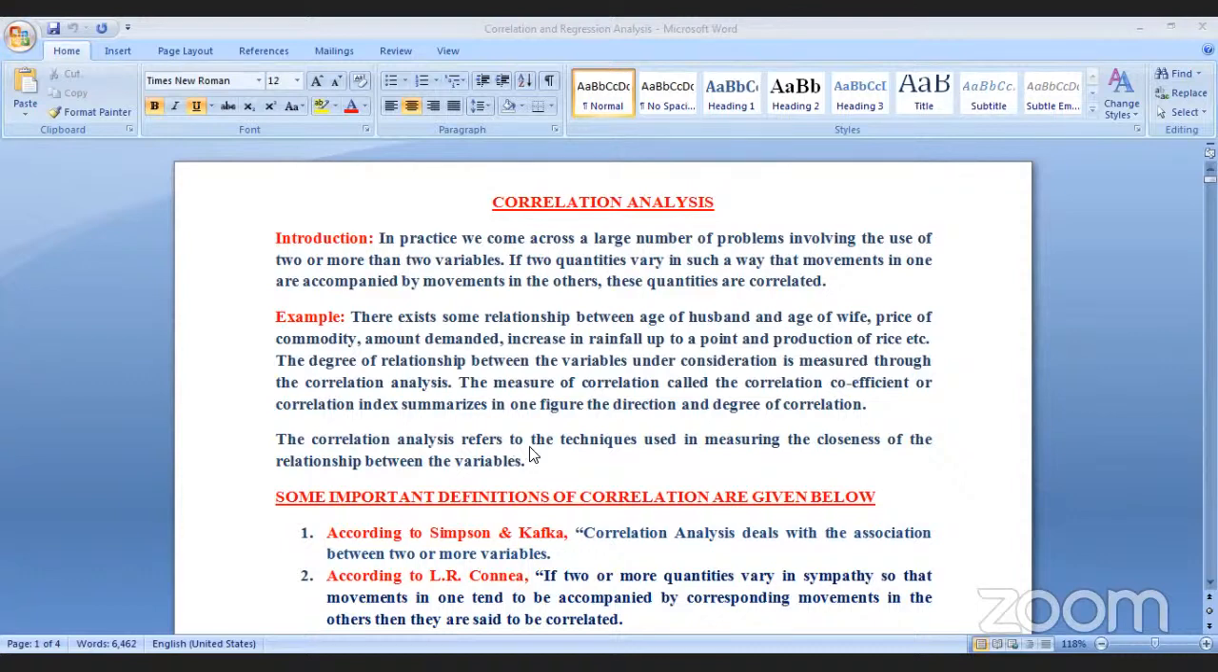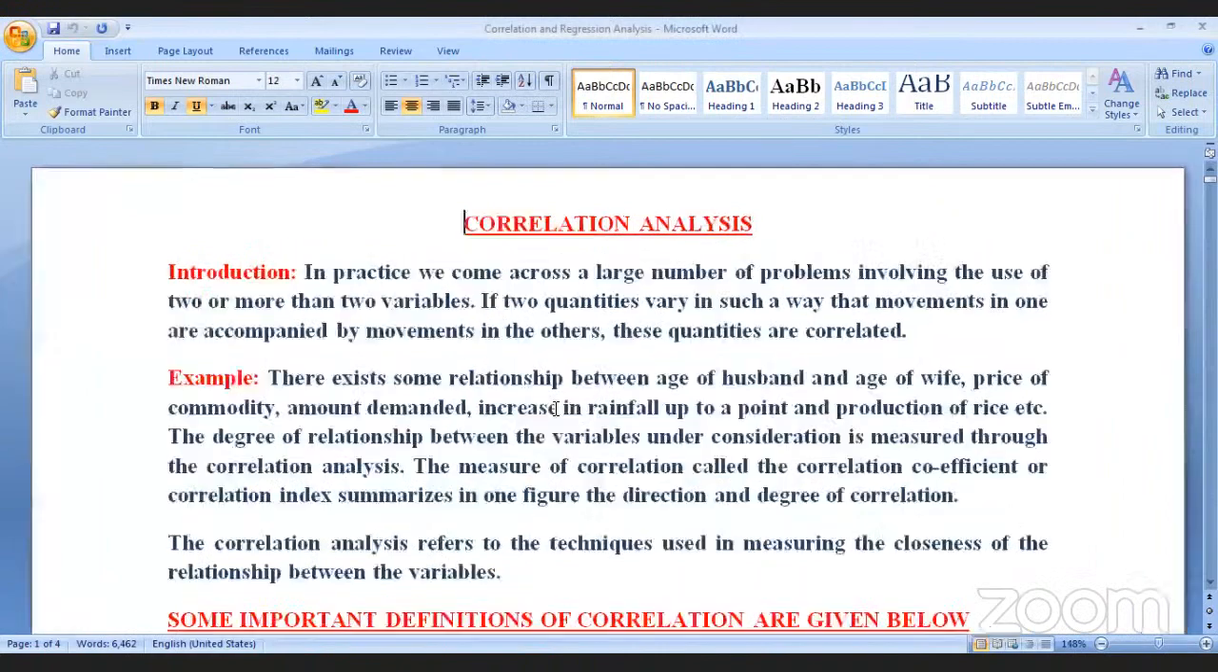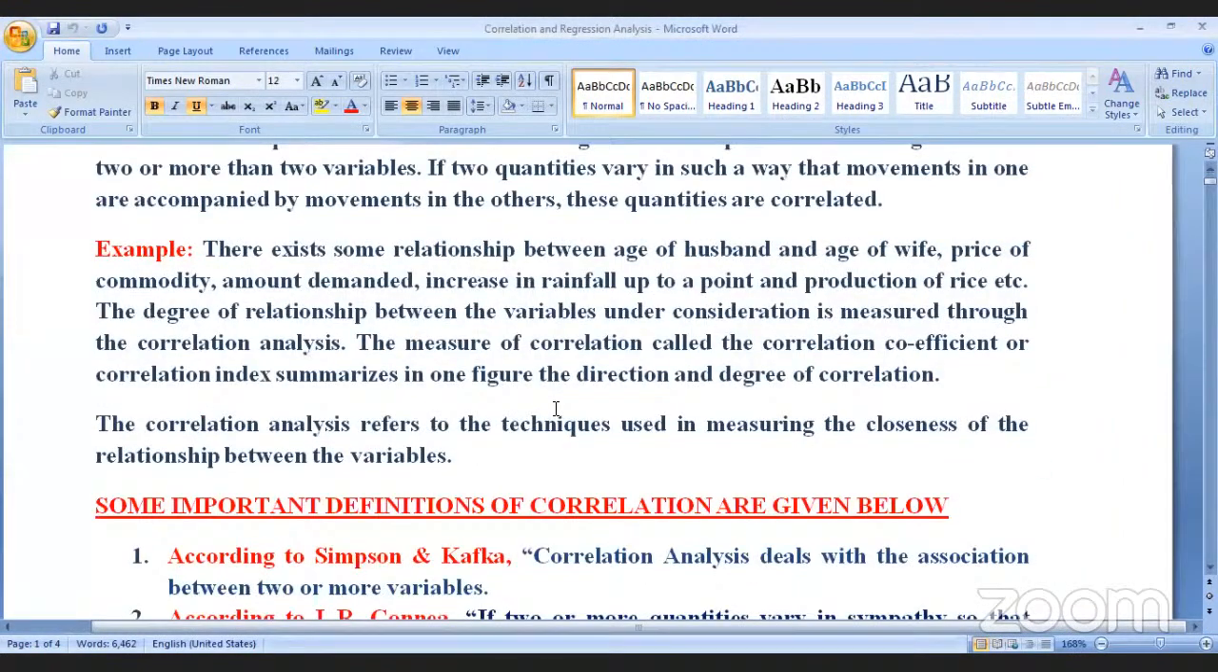For example, you see this one. See here, there exists some relationship between the age of husband and the age of wife. What is the husband age and what is the wife age? Is there any relationship between these two persons? Then prices of commodity. Prices of commodity means what the prices are on different commodities, and amount demanded. Then increase in rainfall up to a point and production of rice, etc.